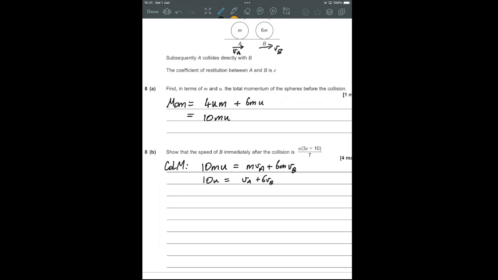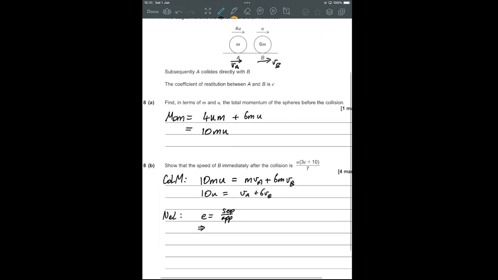There's one equation. Our second equation comes from Newton's experimental law, e equals speed of separation over speed of approach. So the speed of approach, they're going in the same direction, so I'm going to subtract them, is 3u. A is catching up at a rate of 3u. I multiplied that up, so 3ue is the speed of separation. These are in the same direction. I'm going to do the faster one, which will have to be vb, take away va. So now I've got two equations.